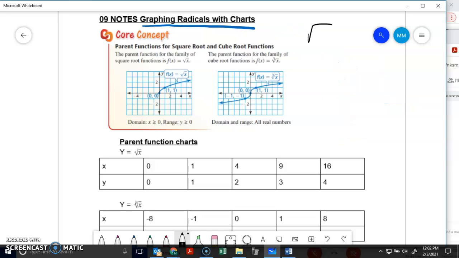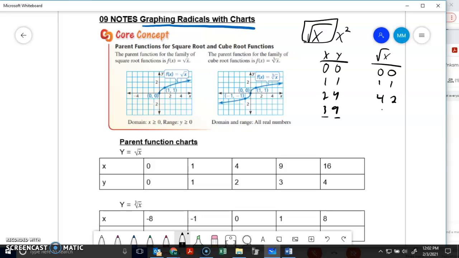What does the square root look like, though? Now, there's two concepts here. First of all, the square root is the inverse of x squared. So if I was doing 0, 0, 1, 1, 2, 4, 3, 9, taking x and squaring it to get y, 3 squared is 9. The inverse, as we'll learn later, means that x and y switch places. So the square root of x would be 0, 0, 1, 1, 4, 2, 9, 3, not 3, 9. X and y end up switching places.